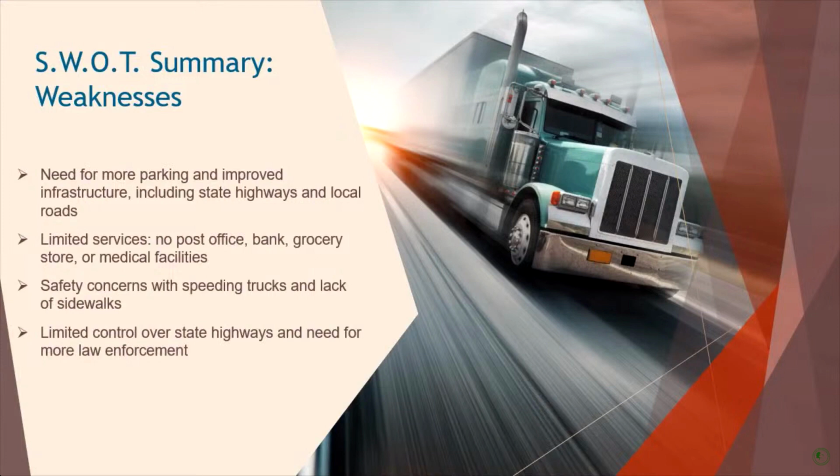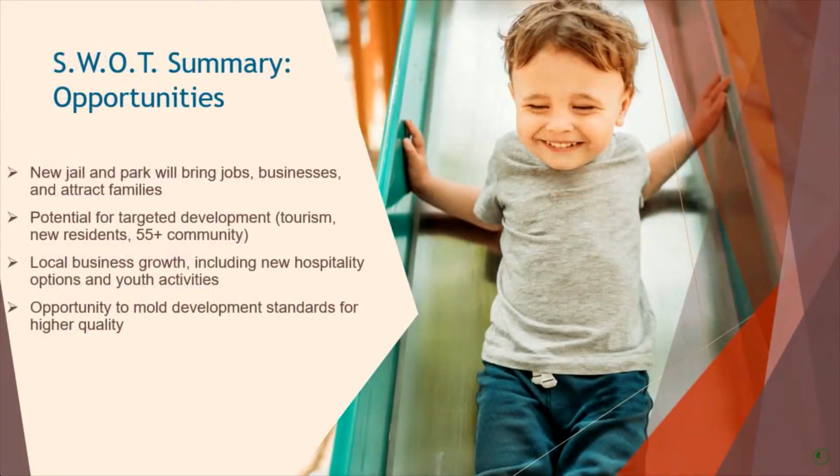I'm just going to go through these real quick because the dot thing is really the purpose of this workshop. Weaknesses. I put a picture of a truck up there because that's one of the dominant things that people talked about, the trucks going through. I don't think they go through that fast, but maybe they do sometimes. But there's safety concerns with all the truck traffic and traffic in general, and then limited services. Need for parking and improved infrastructure. Sidewalks was actually the piece of infrastructure that came up the most. And then limited control over state highways and the need for more law enforcement to keep the trucks from going so fast.